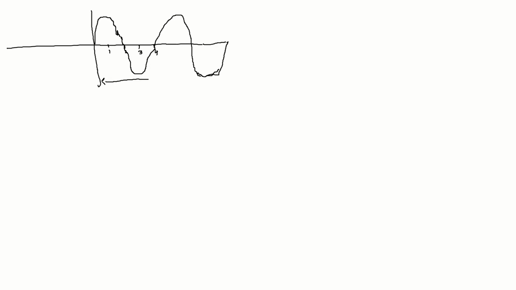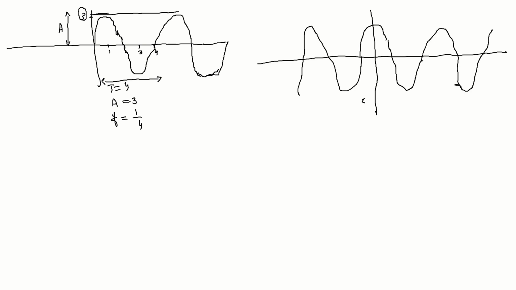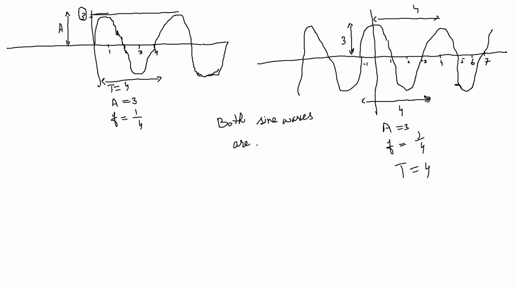This sine wave has a frequency of 1/4 and an amplitude of 3. Now look at another sine wave which has just been shifted about 1/4 of a cycle to the left side. It has the same frequency, the same amplitude, but slightly a shifted version of the first sine wave. We can say that the first sine wave starts from angle 0 and the second sine wave starts from the angle of 90 degrees. Otherwise, both sine waves have the same shape.